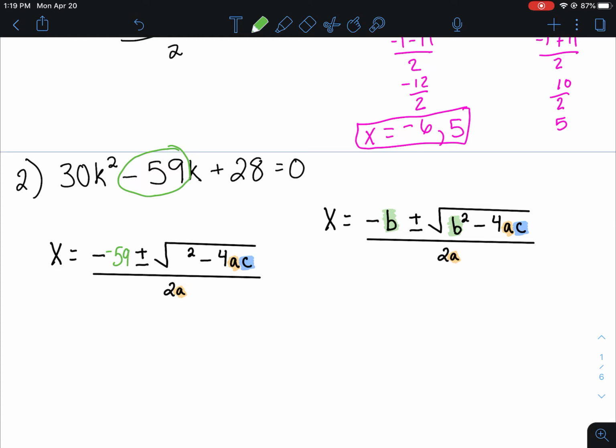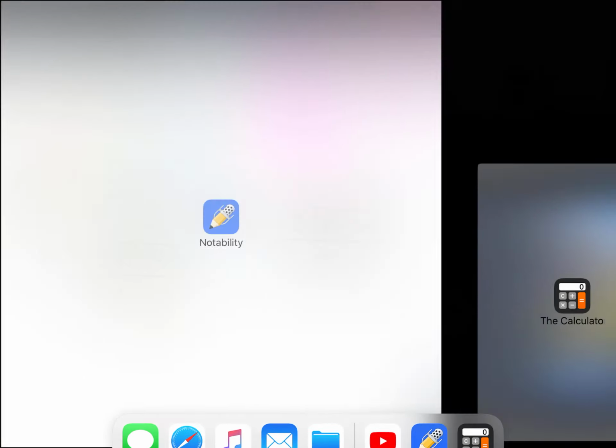And I'm going to put negative 59. Sorry, that squished in there. My next thing that I'm going to do is erase my A's, and I'm going to put in my A value of 30. And then the last thing that I'm going to do is erase my C, and I'm going to put in my C value, which in this case is 28.